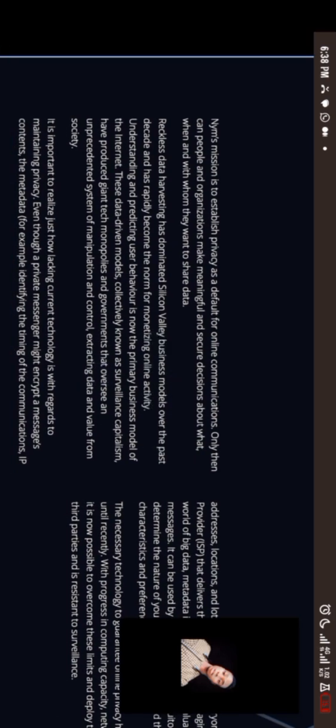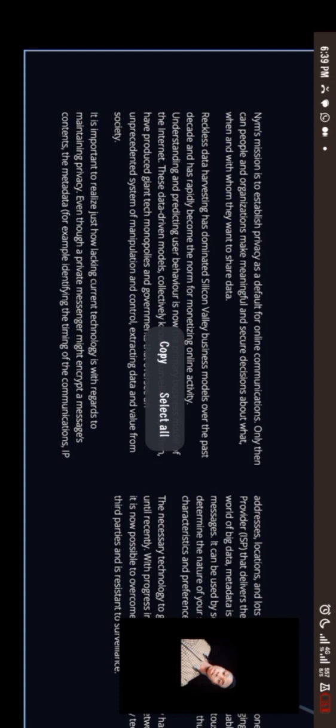Nym's mission is to establish privacy as a default for online communication. Only then can people and organizations make meaningful and secure decisions about what, when and with whom they want to share data. Reckless data harvesting has dominated Silicon Valley business models over the past decades and has rapidly become the norm for monetizing online activities. Understanding and predicting users' behavior is now the primary business model for the internet. These data-driven models, collectively known as surveillance capitalism, have produced giant tech monopolies and governments that oversee an unprecedented system of manipulation and control, extracting data and value from society.